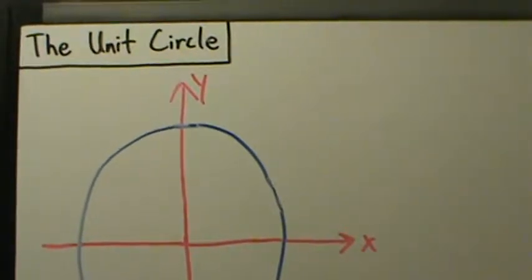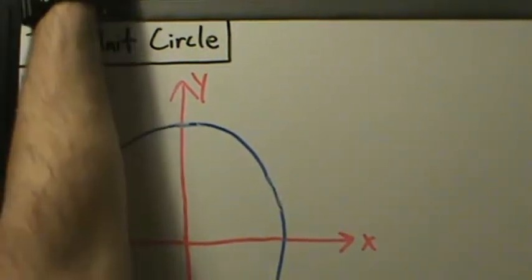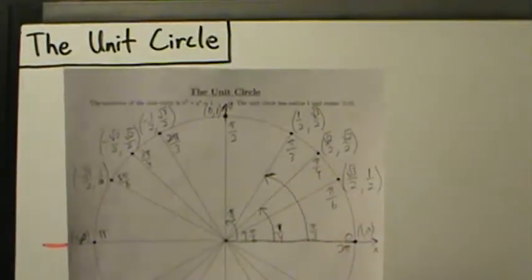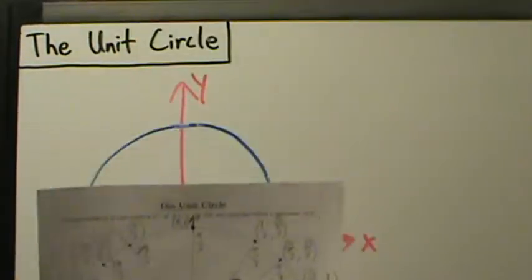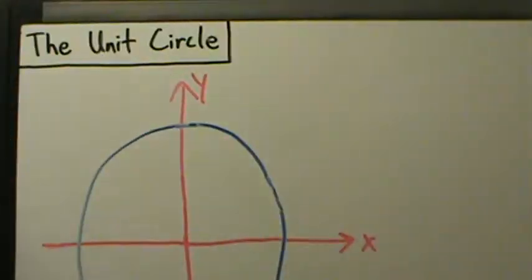Okay, in the last video, we talked a lot about the unit circle, and we talked about how to fill it in and a bunch of tips and tricks for remembering where everything goes, where all the angles go, where all the points go, things like that. So that was in the last video. Now that we've done that, what we want to do is talk about how the unit circle relates to trig and the trig functions. So let's go ahead and talk about that.